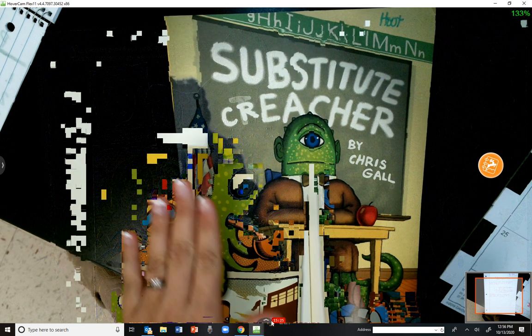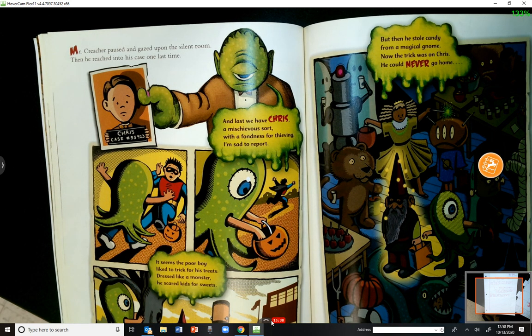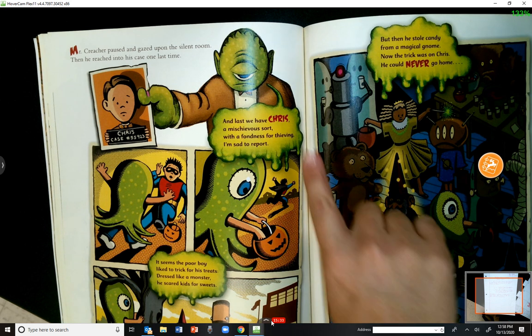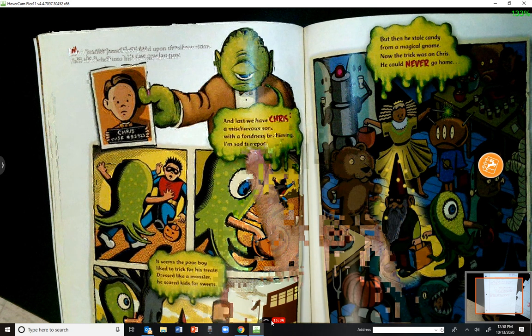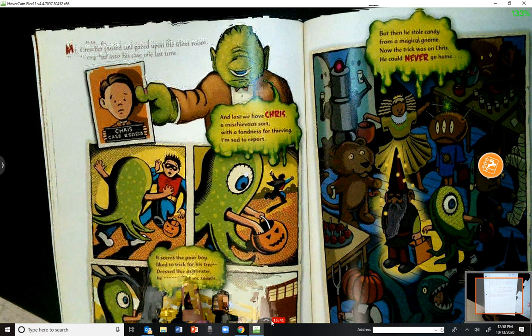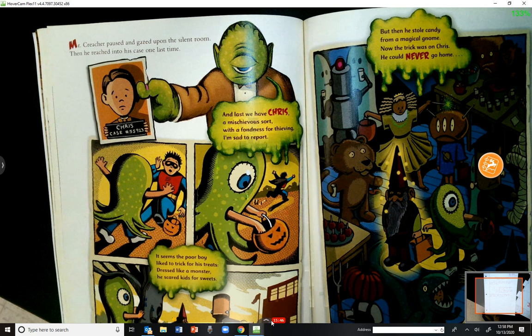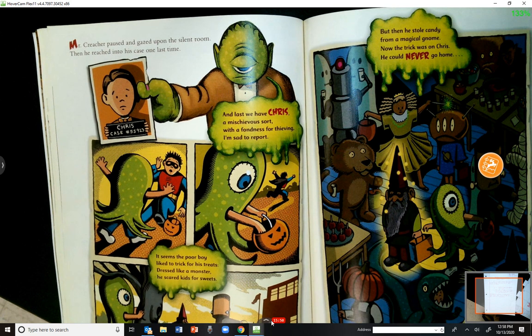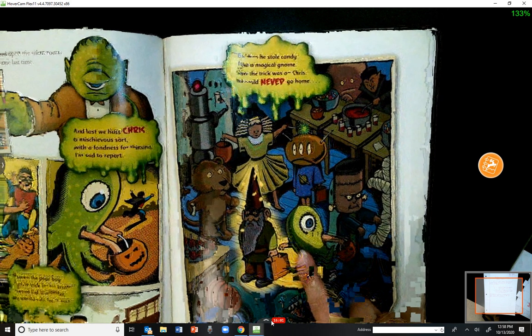Okay, so we finished the book and we flipped back to this page where he pulled out of his bag a picture of Chris. As we started reading here, did we know that Chris was actually him? No. Did we know that the boy that stole the treats and scared kids was the creature? No, not yet. But then he kind of gave us a little bit more clues. What do we see over here? In this picture, we noticed what? That he's stealing the candy.